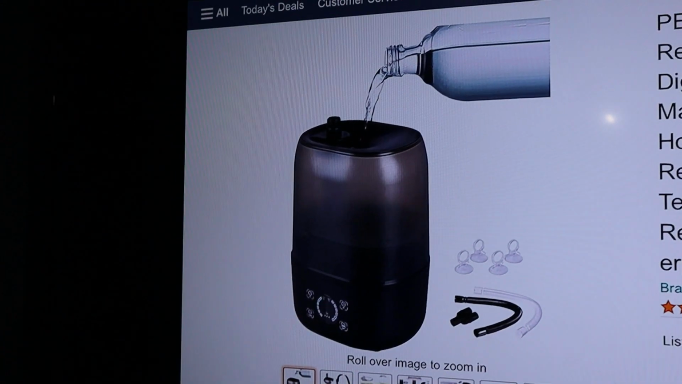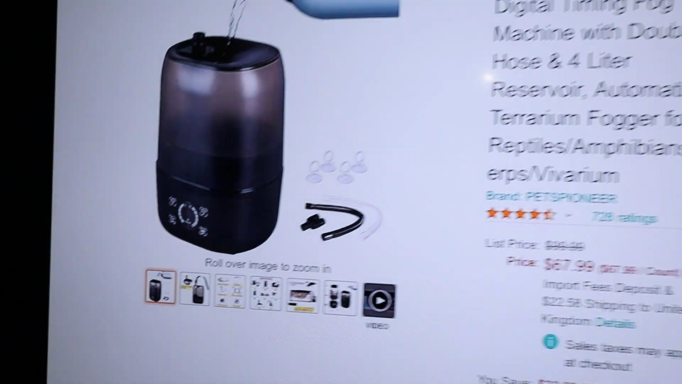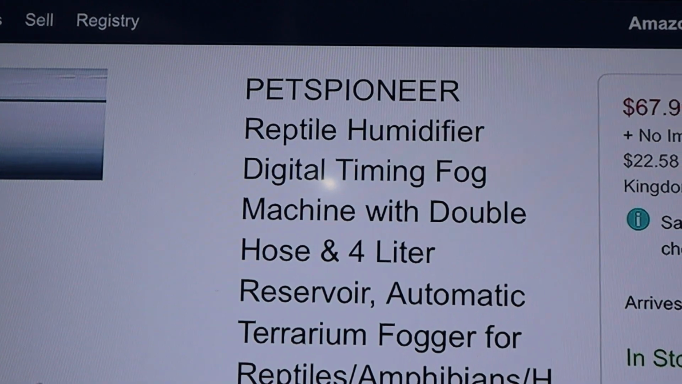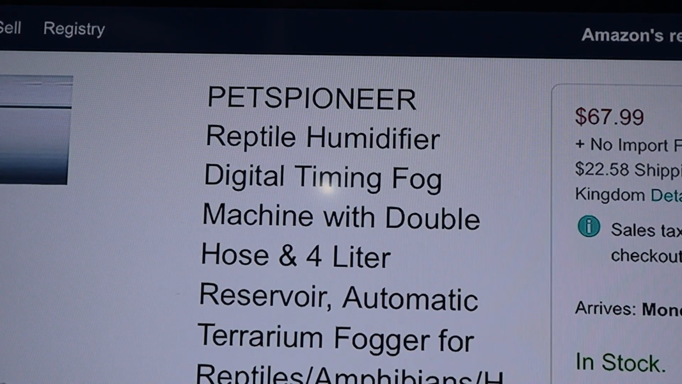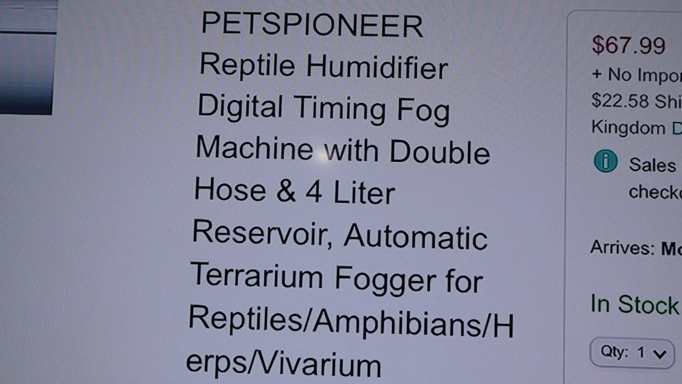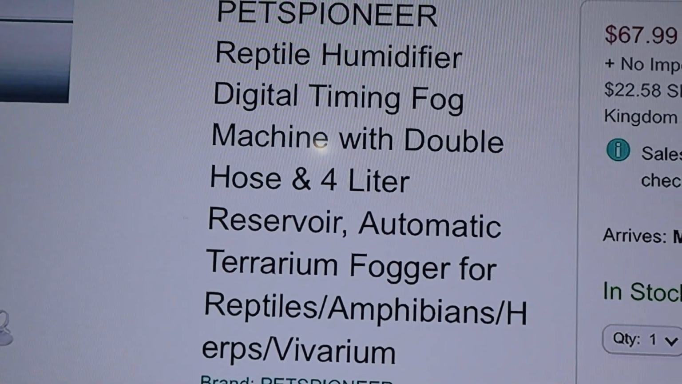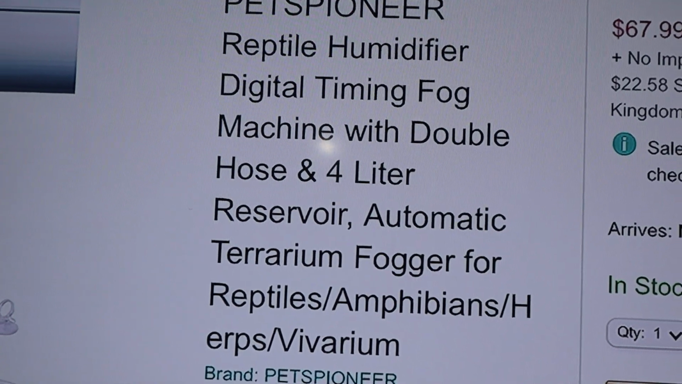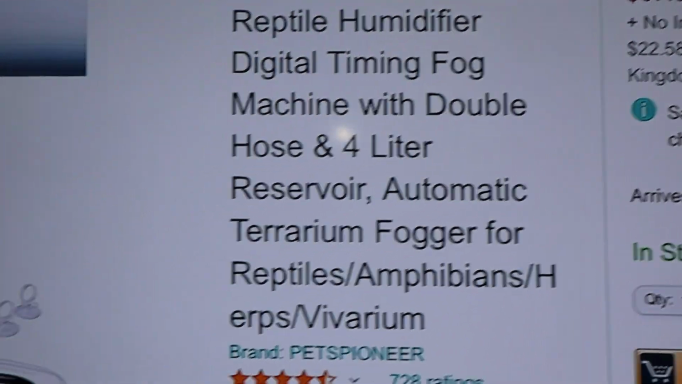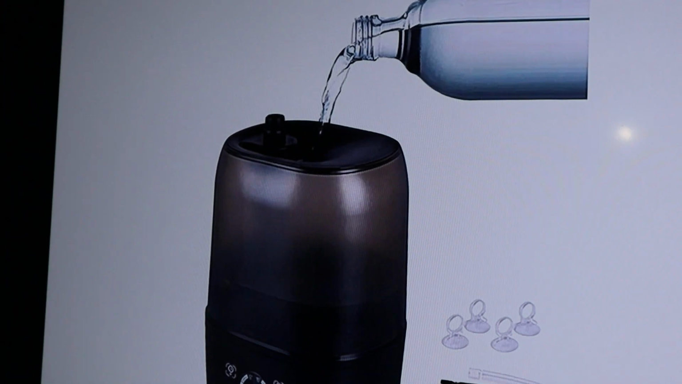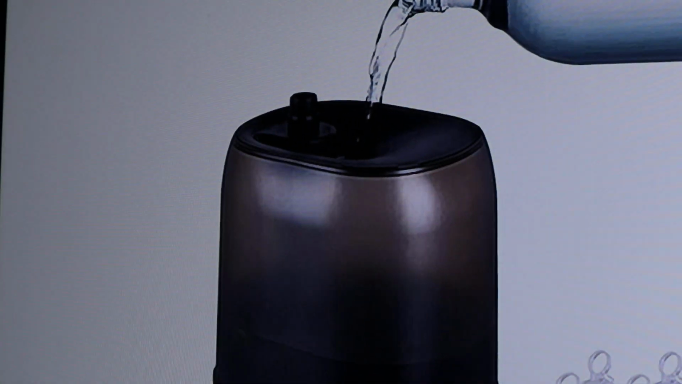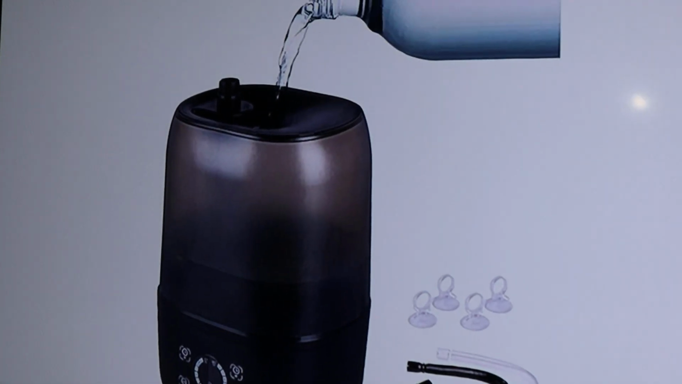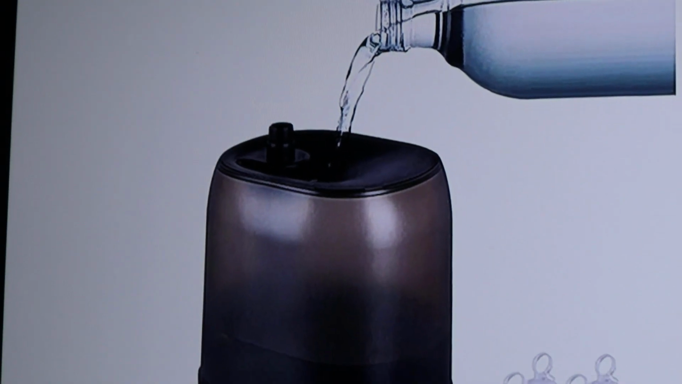But this is the system I'm thinking of investing in, and it's called a Pets Pioneer Reptile Humidifier. It's got a digital timer fog machine with double hose, so you can have it going into more than one system. It's got a 4-litre reservoir, so you can see it's pouring the water in the top. Some of these humidifiers you've got to take the base apart, and it's really awkward. So they've adapted it so that you just pour the water in the top.